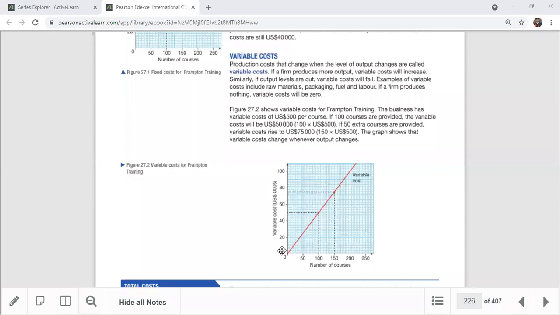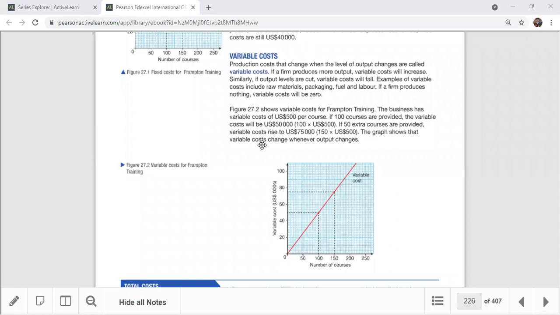So this shows how to draw the variable cost curve. We start with the origin 0, 0, and it changes with the level of output. It has a positive slope, which shows the positive correlation between the number of courses and the cost. When you increase the number of courses, cost also gradually increases at a proportionate rate. So it goes like a straight line with a positive angle from 0, 0. This is the variable cost.